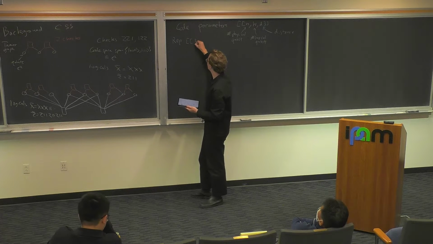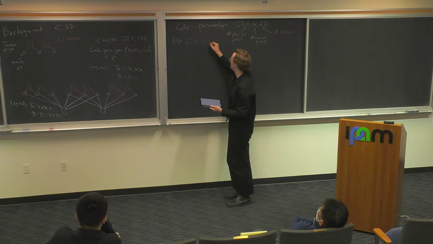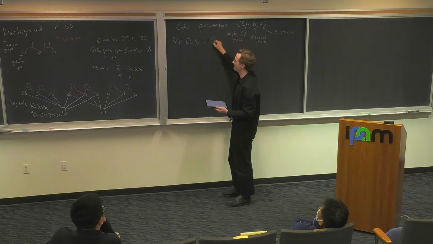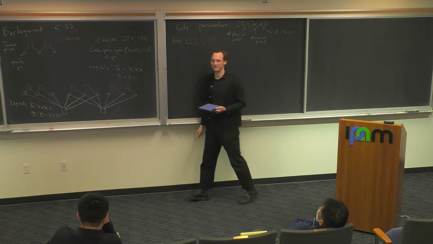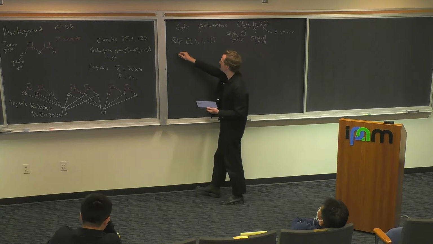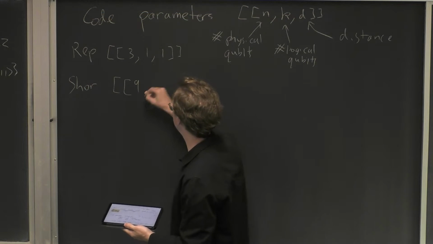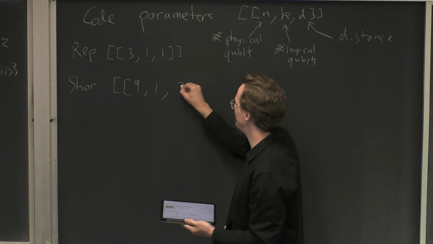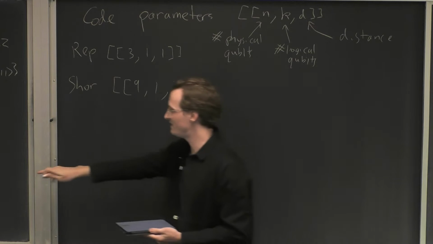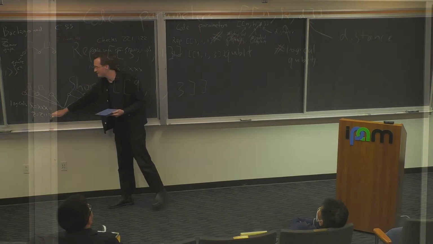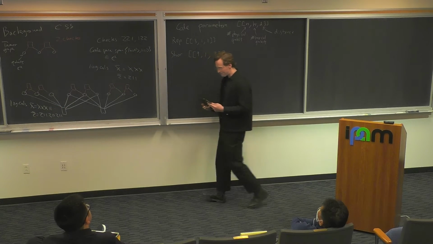Cool. So for our first example, the repetition code, let's just write these down. This would be 3 physical qubits, 1 encoded qubit, and distance 1, because we had this weight 1 Z logical. For the 9-qubit code, we have 9 physical qubits, 1 encoded qubit, and distance 3, because those, and you just have to believe me, are the minimum weight logical operators.